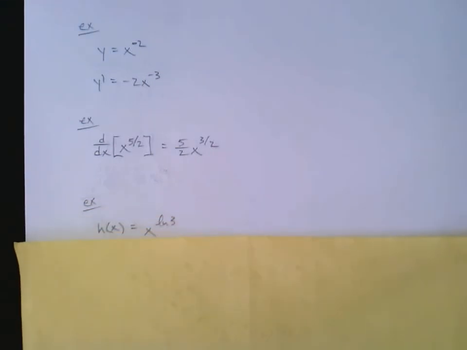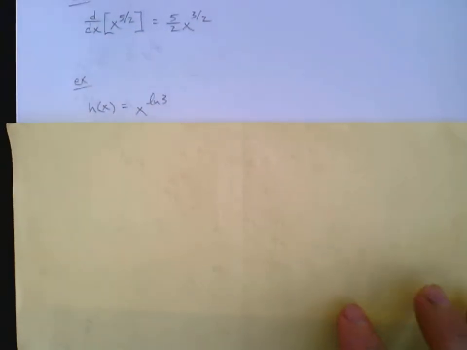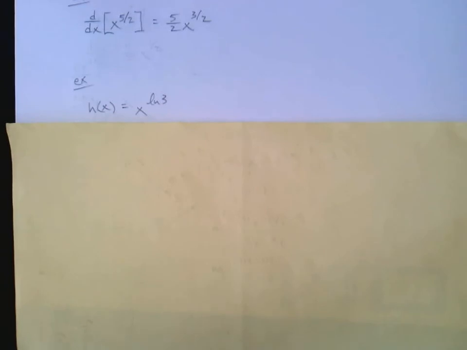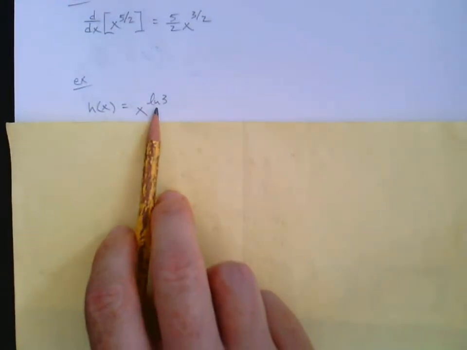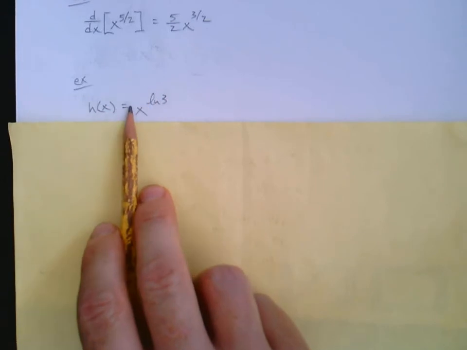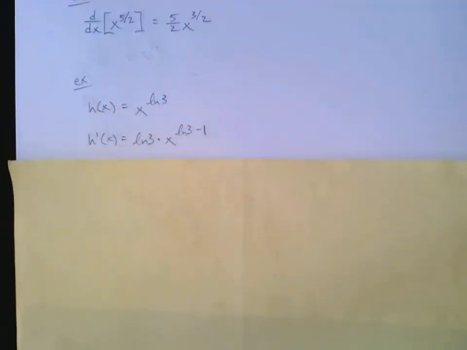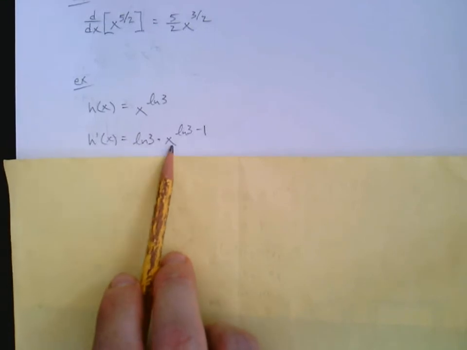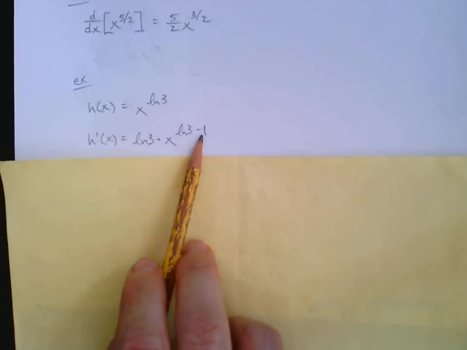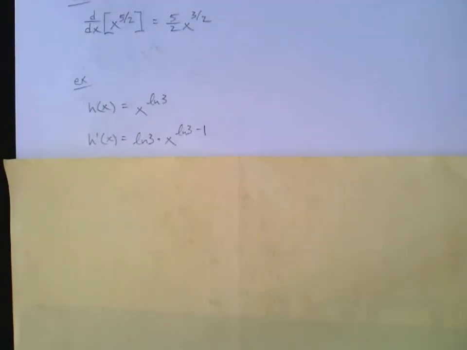Okay, let's try another one. Oh, this is interesting. H of x equals x raised to the natural log of 3. Well, the natural log of 3 is a number like any other number, so we can still just move it down and subtract 1. Here's h prime of x: the natural log of 3, times x raised to the natural log of 3 minus 1. Well, I guess that would have to be it.